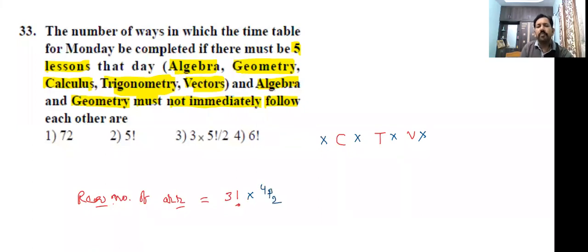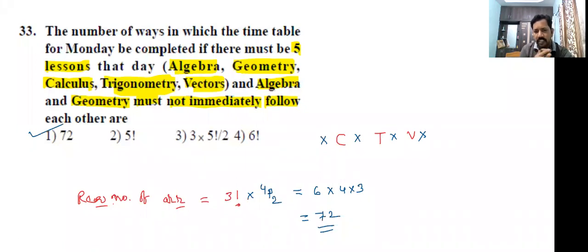That is 4p2 ways. Students, 3 factorial means 6. 4p2 means how much? 4 into 3, that is 12. Now, what is the answer? 72. First option, correct.